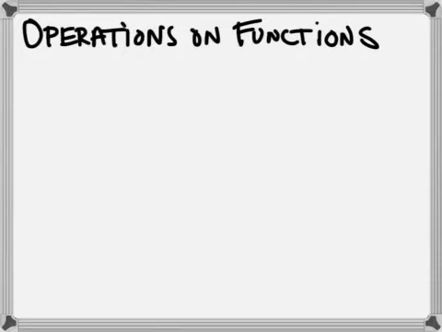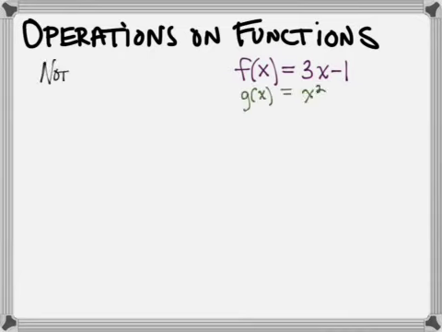Alright, so we're talking about operations on functions today. We're going to start with two functions that we're going to look at. f of x is 3x minus 1, g of x is x squared. And we want to look at some notation for how we can combine these. So the first is our sum. Parentheses f plus g of x means f of x plus g of x.